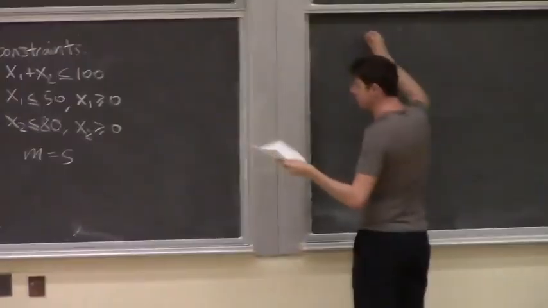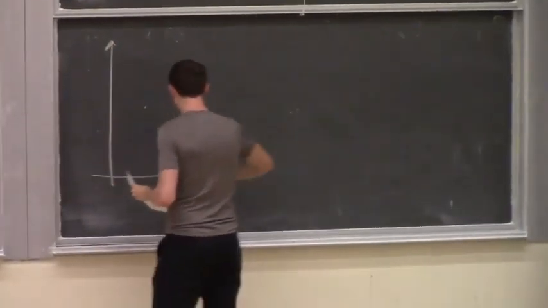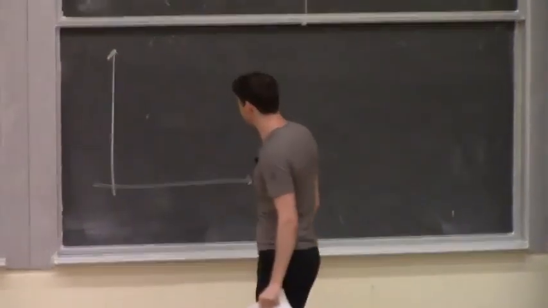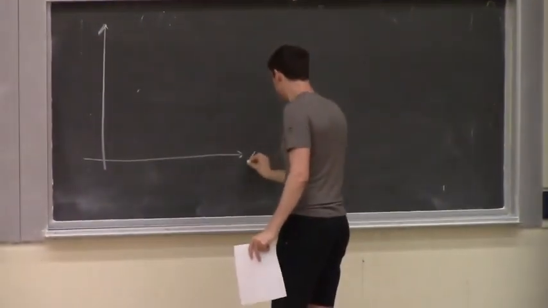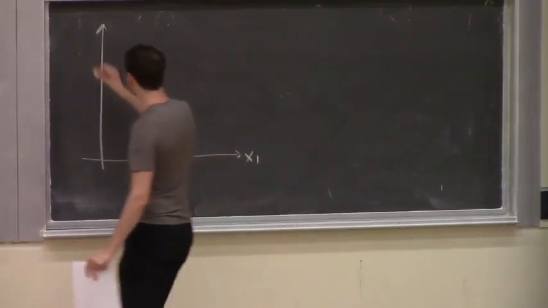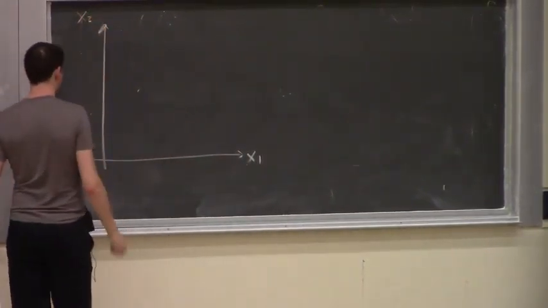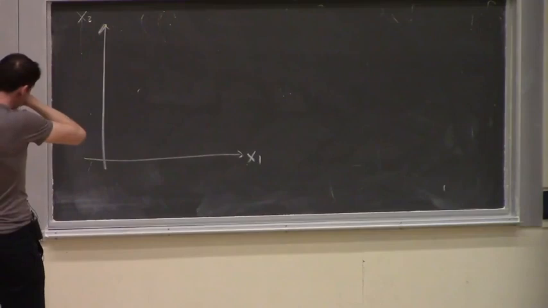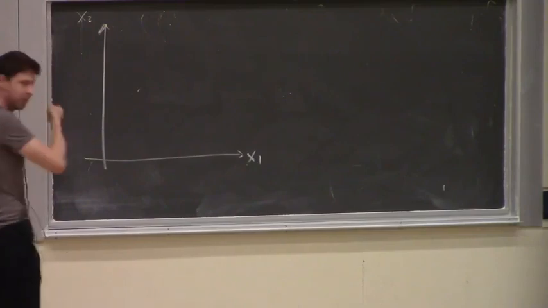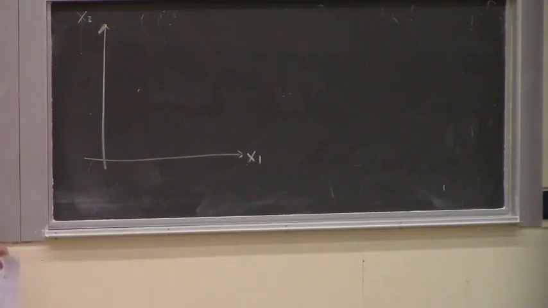So, we have two variables, and as I said, we can think about the two variables as representing points in the real plane. That's my choice of x1, and that's my choice of x2. Now, what should I be drawing in this plane? What's interesting to draw? The constraints.